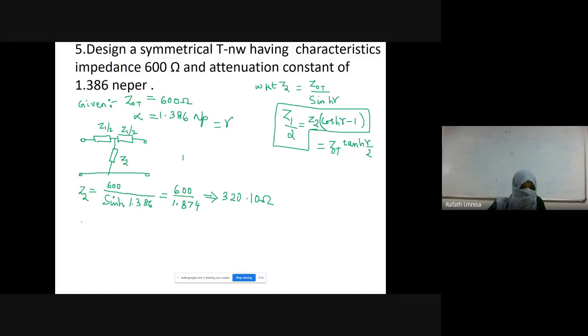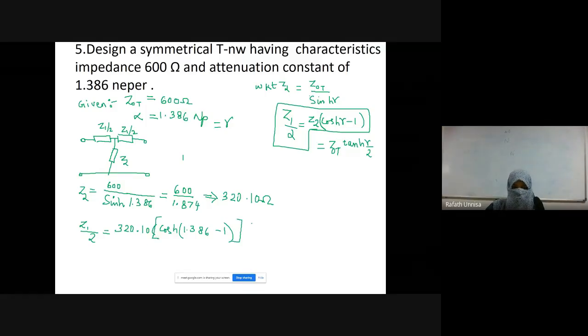Okay, so once we have got the Z2 value, we are now proceeding to find the Z1 by 2 value. So Z1 by 2, I have got the Z2 value. So 320.10 into cosh of gamma, 1.386, minus 1. Okay, minus 1. So how much are you getting? This value is around 359.93.